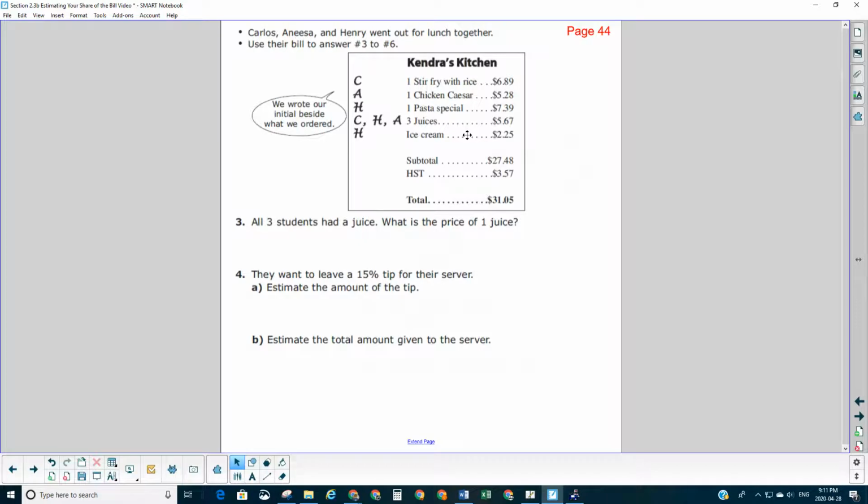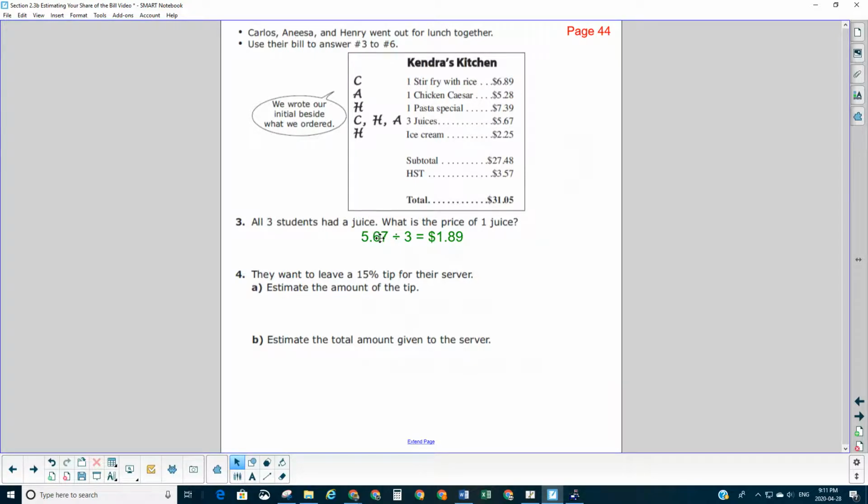So if we look at this, you see how the 3 juices are all put together. We'd like to figure out what one juice would be. We could punch $5.60 divided by 3 into our calculator and find out that a juice costs $1.89. But we'd like to figure this out without using our calculator. So we're going to estimate.